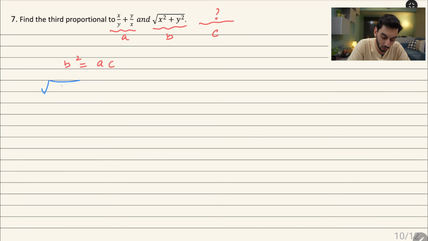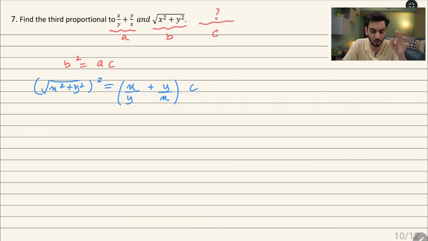Okay, so root of x square plus y square, all of that squared is equal to A. Now what is A? It is x upon y plus y upon x. This is A times the C which I need to find. Now I know a lot of you would just be scared of this question because there is a square root, there are fractions and nothing looks really liable. So you just leave the question. Okay, you don't have to, because in an exam this question would be very easy.